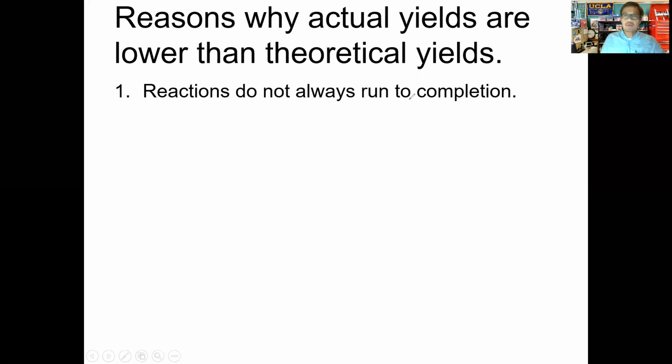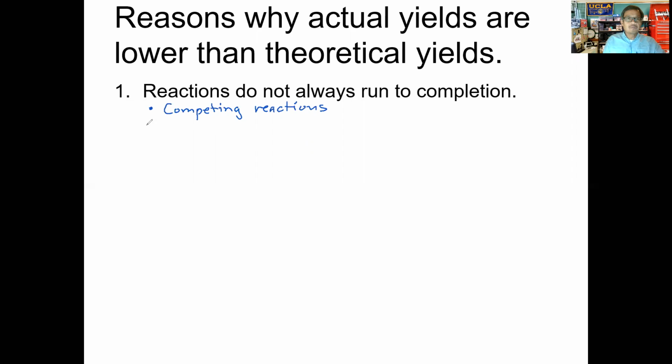For example, why wouldn't a reaction run to completion? Well, first and foremost, there are possibly other competing reactions. And this is always going to be an issue. We will expect one reaction to occur, but because of the nature of chemical reactions, there are other reactions that will occur simultaneously that we are not aware of. So competing reactions would lead to not having the reaction that we wanted running to completion.